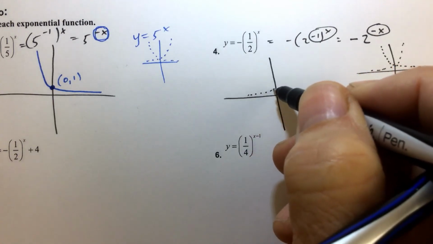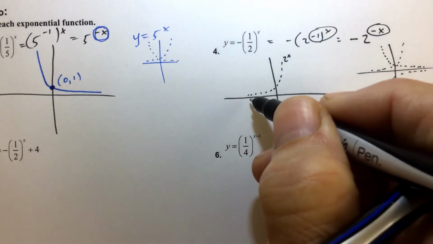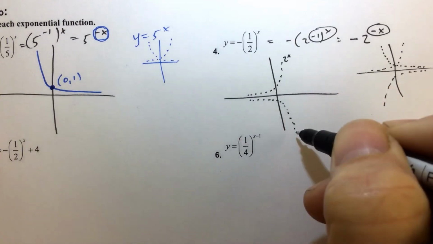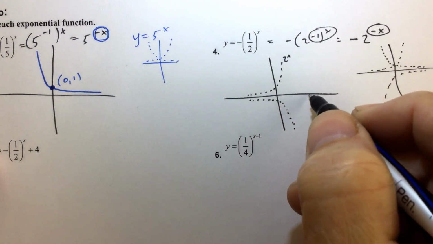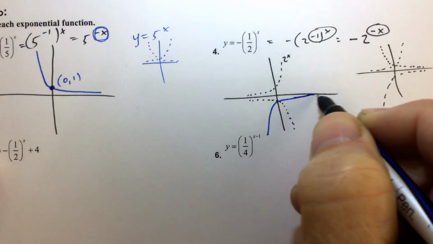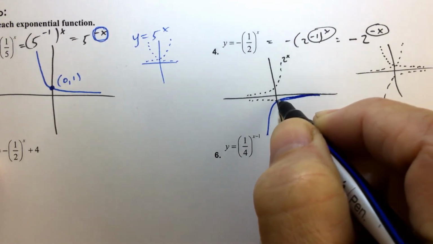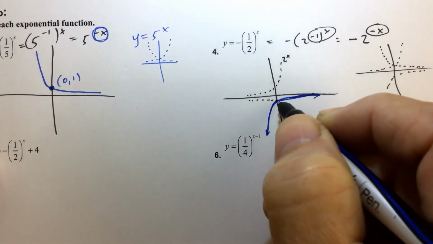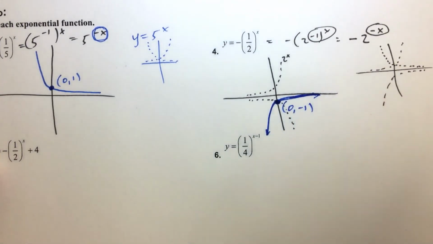So here's the original graph of 2 to the x. And then if we reflect about the x-axis first, negative 2 to the x would look like that. And then we reflect this graph about the y-axis, and so therefore we get a graph that looks like that. I didn't draw that very well. I'm going to have it come in kind of gradually, and as soon as it hits that key point, it takes off. And we have that key point at 0, negative 1. And that's it.